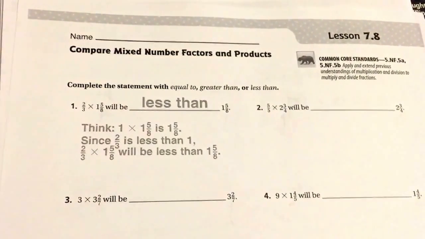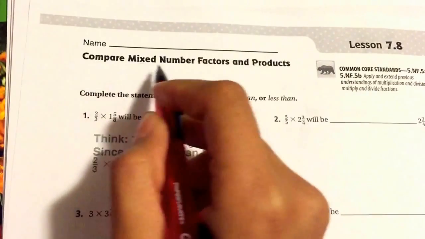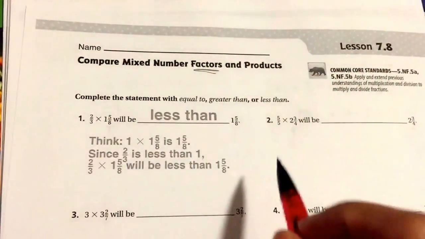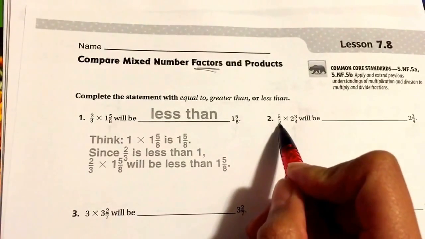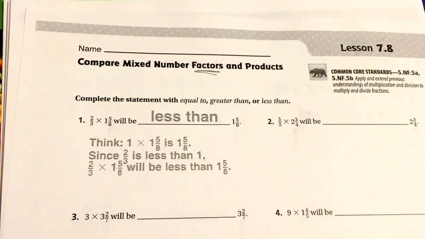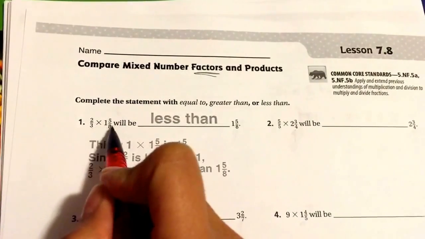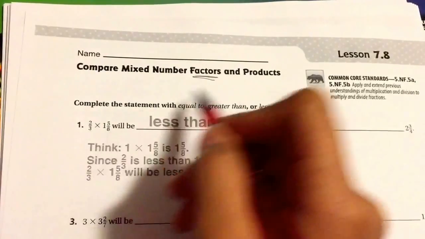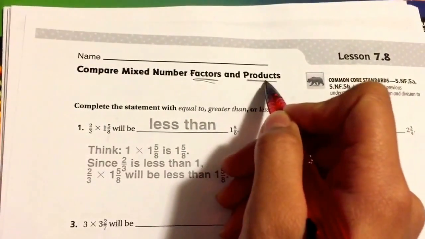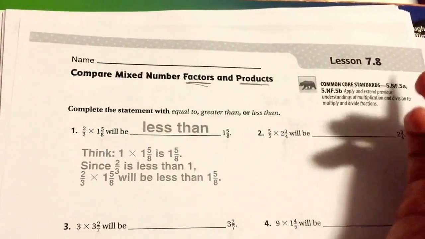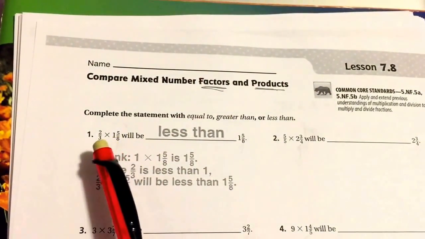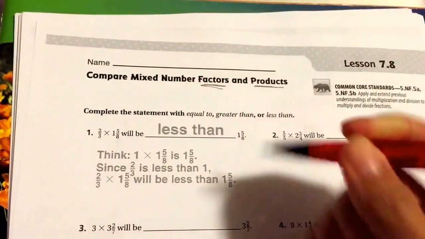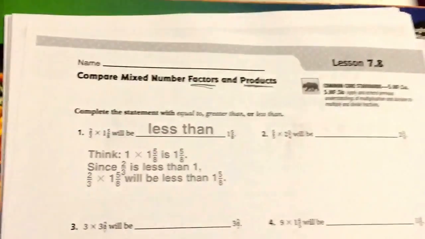what multiplication really means. So when we're talking about compare mixed number factors, factors are the numbers that you're multiplying. So the factors for this would be 5 over 5 and 2 and 3/4. The factors of this would be 2/3 and 1 5/8. So the factors are the two numbers that you're multiplying. And when we're talking about products, the product is the answer to a multiplication problem. So we're going to be comparing what are the numbers that we're multiplying and how does that relate to the answer that we'll be getting, the product.